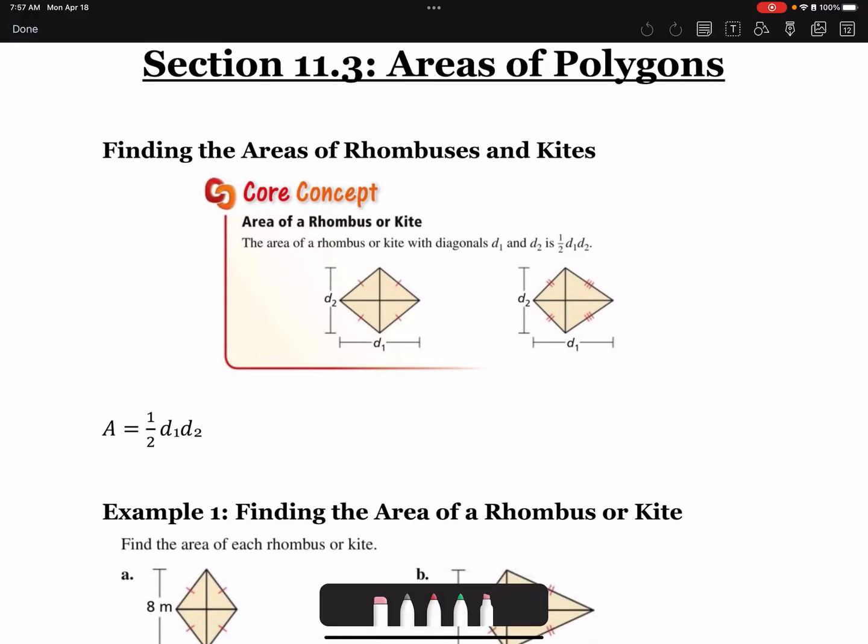This is section 11.3, areas of polygons. The first thing I want to start off with is talking about the area of a rhombus or kite.